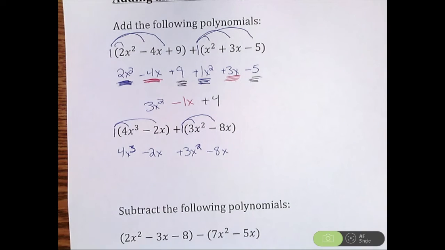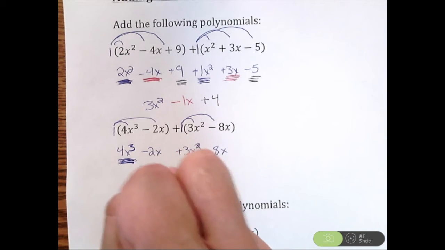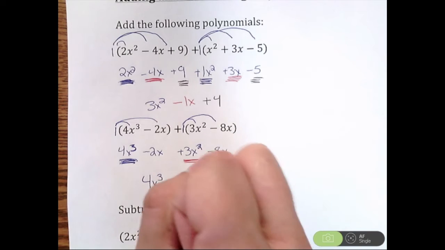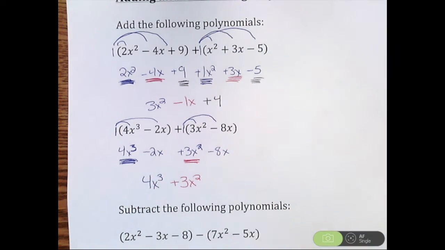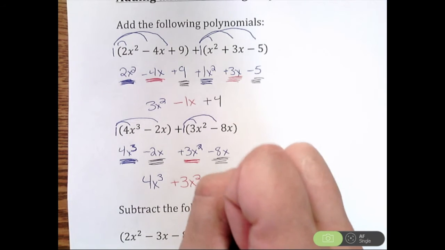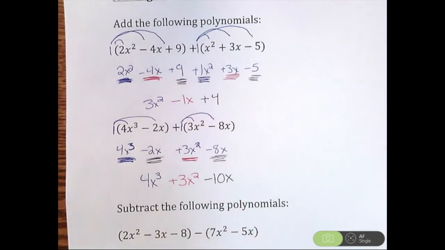Again, we're going to start from the highest power, work our way down. So I have an x cubed here, 4x cubed. You're not going to notice any other x cubed term. So that is the only term, so nothing to add with it, so we're just going to write 4x cubed. Then go from x cubed to x squared. I have a plus 3x squared, so let's put plus 3x squared. And finally I work my way down to x. I have negative 2x and negative 8x. Negative 2x and negative 8x is negative 10x. So that is standard form adding polynomials.